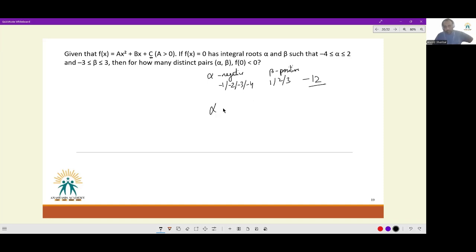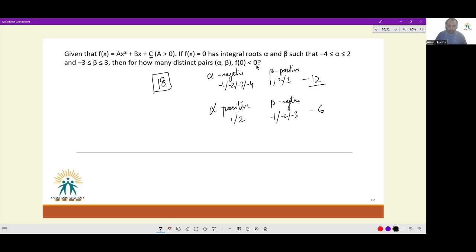The other case is alpha is positive, where it can take values 1 or 2. And then beta is negative, where it can take values of minus 1 or minus 2 or minus 3. Here we will get 6 pairs. So we get 12 pairs from here, we get 6 pairs from here. We will have 18 different pairs available where f0 is less than 0.